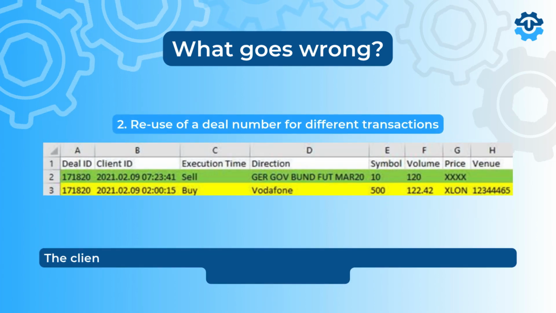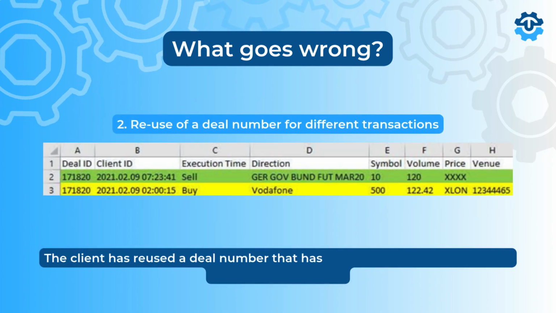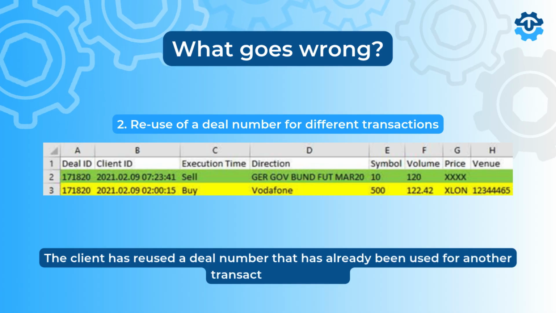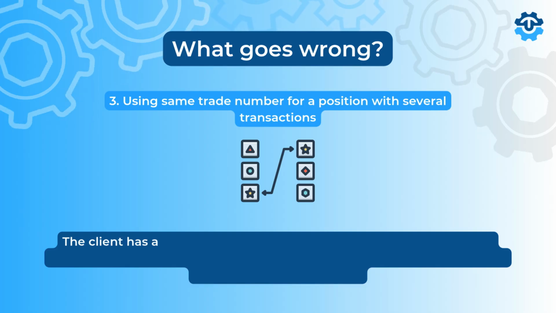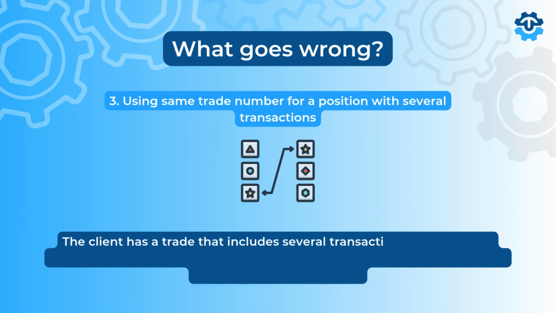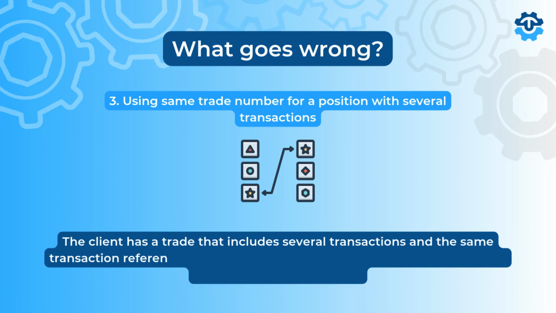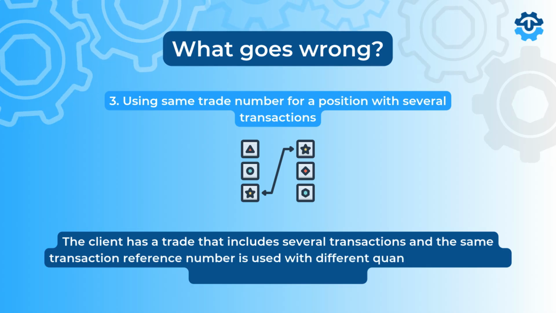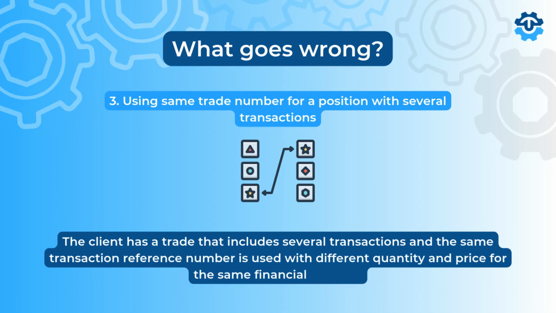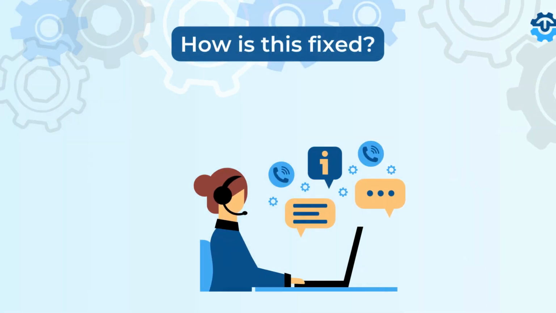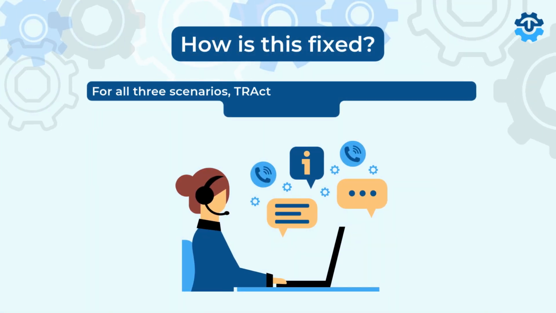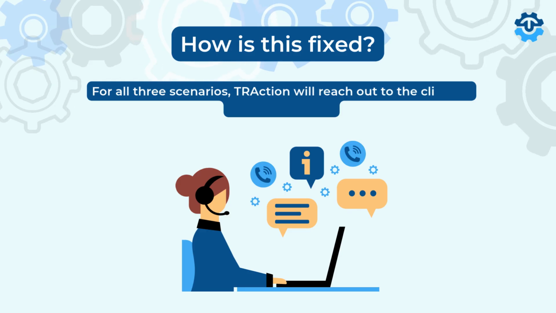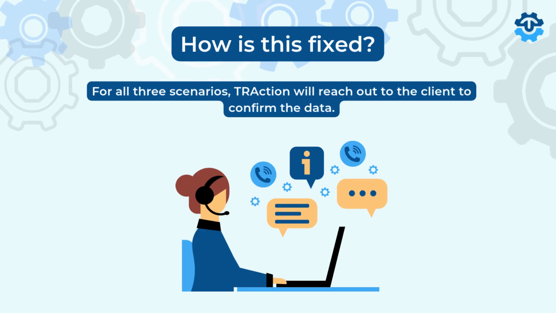The second is when the client has reused a deal number that has already been used for another transaction in the file. And finally, the third is when the client has a trade that includes several transactions and the same transaction reference number is used with different quantity and price for the same financial product. How is this fixed? For all 3 scenarios, Traction will reach out to the client to confirm the data.